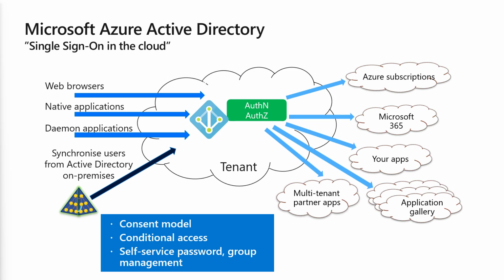It can authorize users who are accessing apps via web browsers, native applications, or daemon or service applications, which may not involve a specific user. And it can authorize access to apps that are running in Azure, in Microsoft 365, of course, or your apps, even if they're not running in Azure, actually, if they're registered in Azure AD. Azure AD can authorize users and apps to come in and access those services.